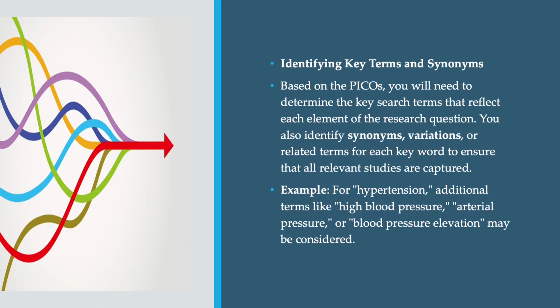Identify the key terms and synonyms. Based on the PICO, you will need to determine the key search terms that reflect each element of the research question. Identify synonyms and variations or related terms for each keyword. For example, if our population is hypertension, we add hypertension or high blood pressure or arterial blood pressure or blood pressure elevation. We connect these by OR. And we use AND between population, intervention, and outcome.